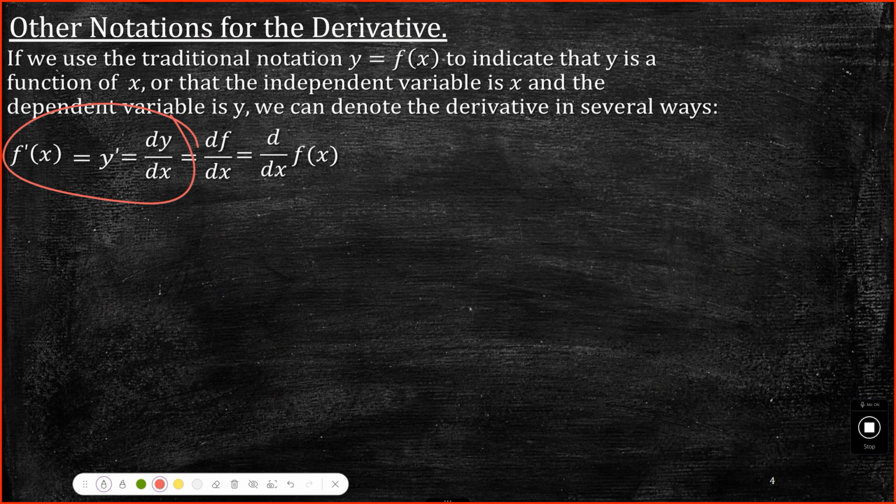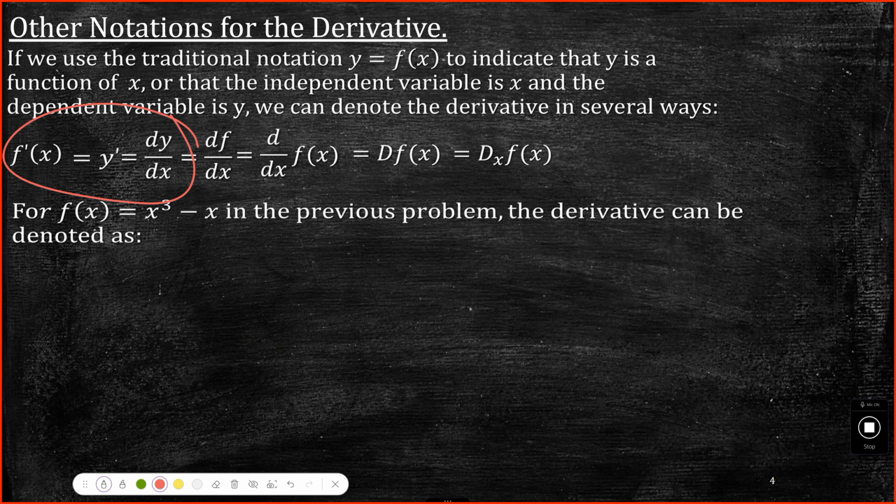D dx of f of x. That's another notation that's been written. This capital D f of x. These are getting kind of outdated, you never really see these. Dx f of x, I don't know. The first three are the ones.